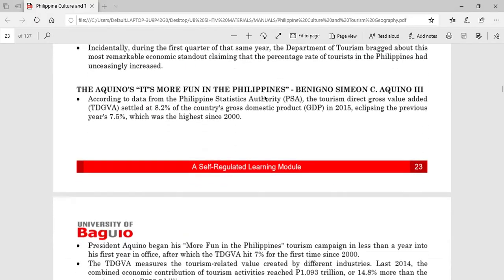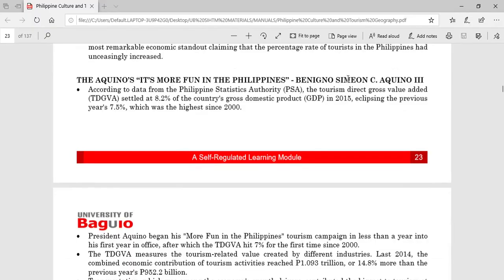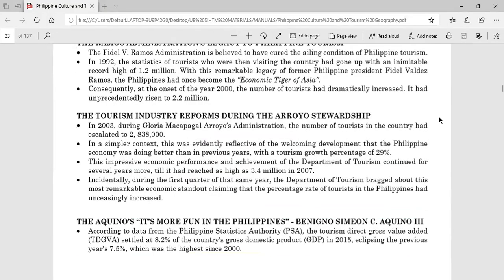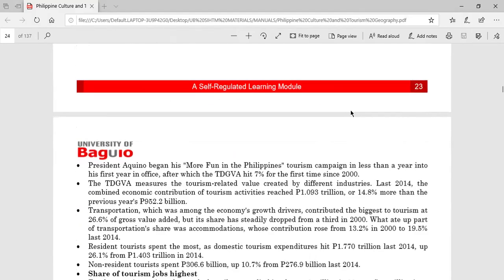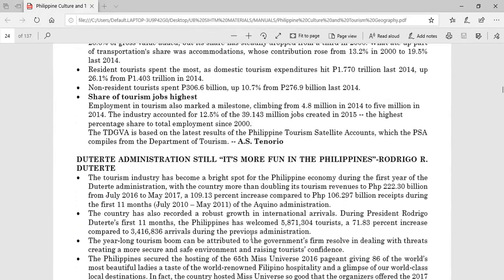It's More Fun in the Philippines campaign. So it was during the administration of Benigno Simeon C. Aquino III or Noy Noy. Right. So according to data from the Philippine Statistics Authority or PSA, the tourism direct gross value added or TDGVA settled at 8.2% of the country's gross domestic product in 2015. So it has surpassed the previous 7.5%, which was highest since 2000. All right. So let's move on.